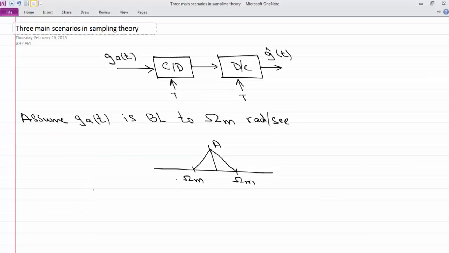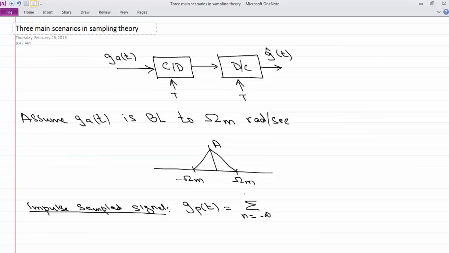Now, we know that to understand what happens with whether you do any folding or not, it's always best to think of the impulse sampled signal. So the impulse sampled signal, which is given by g_p(t), is the sum over n from minus infinity to infinity of g[n], where g[n] is the output of this block, times delta(t minus nT).